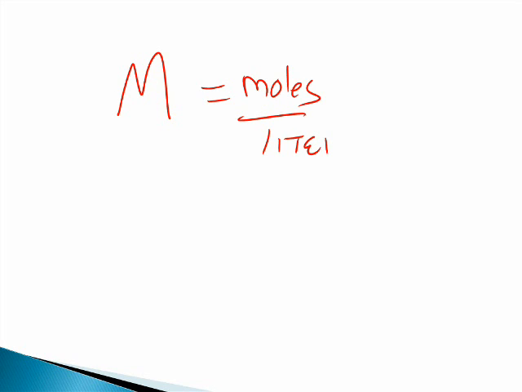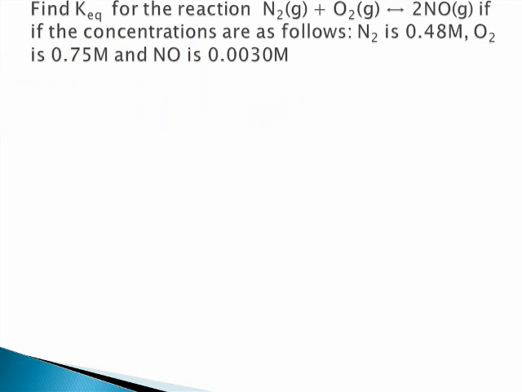Concentration will be in molarity, which equals moles per liter. So that's what the brackets just mean, a concentration, which is moles per liter. So if you're given the molarity, we have the concentration.